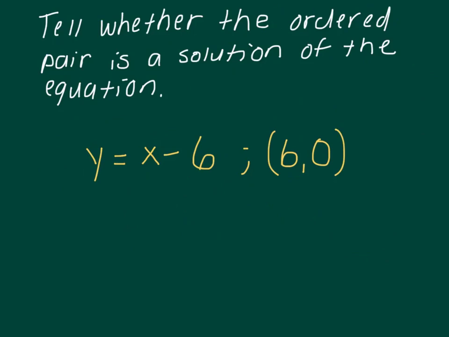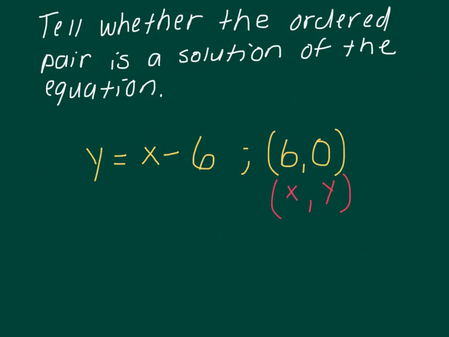Here's a different type of example. You need to tell whether the ordered pair is a solution of the equation. So here's your ordered pair. And remember that the first number is x, second number is y. So all you need to do is substitute these values in, 6 for x, 0 for y, into this equation and see whether it comes out to be true.